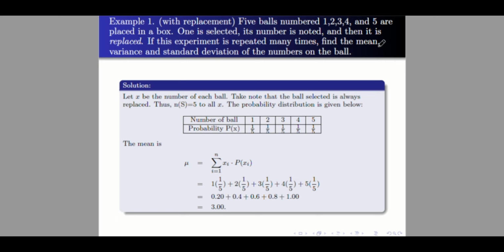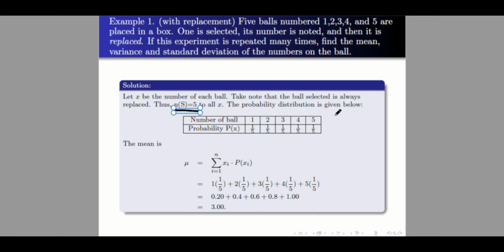So let x be the number of each ball. That is our random variable x, the number of each ball. Take note that the ball selected is always replaced. So for all of these balls, the cardinality, or the number of outcomes in the sample space, is 5 because there are 5 balls.